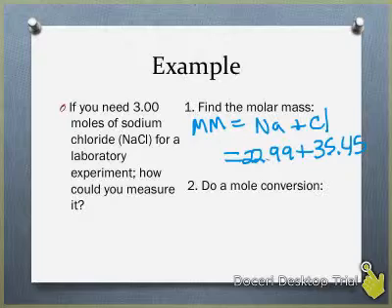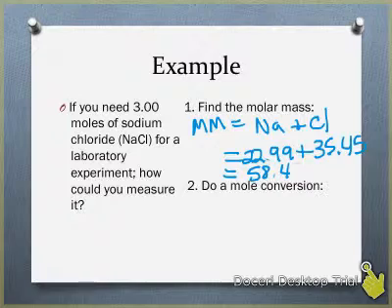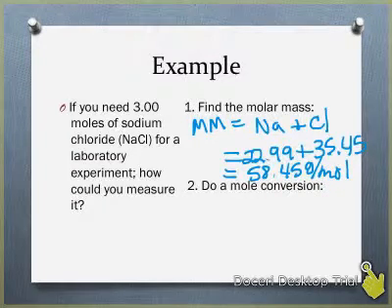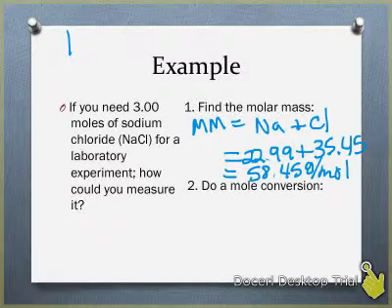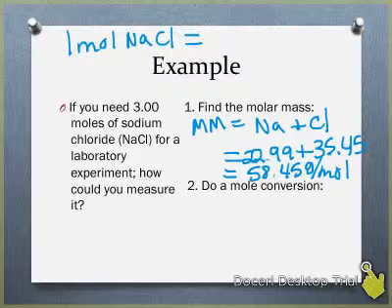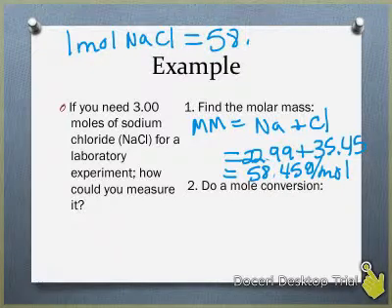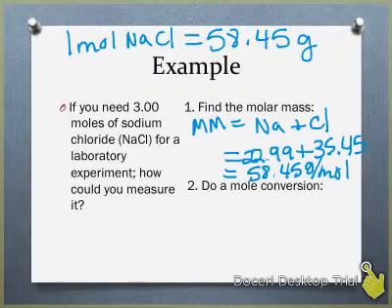They're the masses listed on the periodic table, right? Okay. Add them together. So 22.99 plus 35.45, and I get 58.45 grams per mole. What did I make here again? My conversion factor. So 1 mole of sodium chloride is going to be equal to 58.45 grams. Now I can use that in step number 2 when I do a mole conversion.